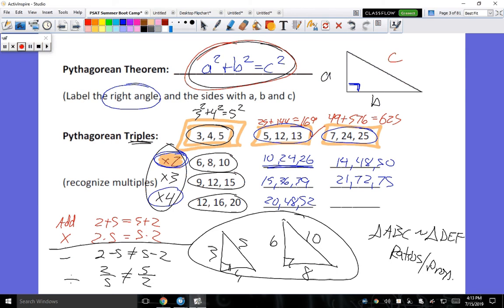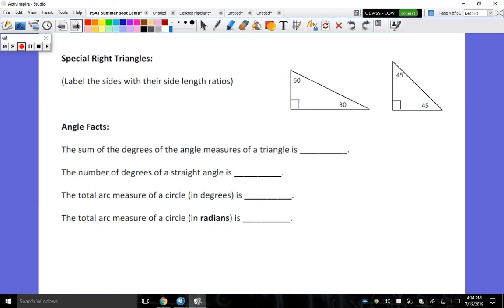No worries. We're building that through experience and practice. 28, 96, 100. Nicely done. We will get even faster as we go.